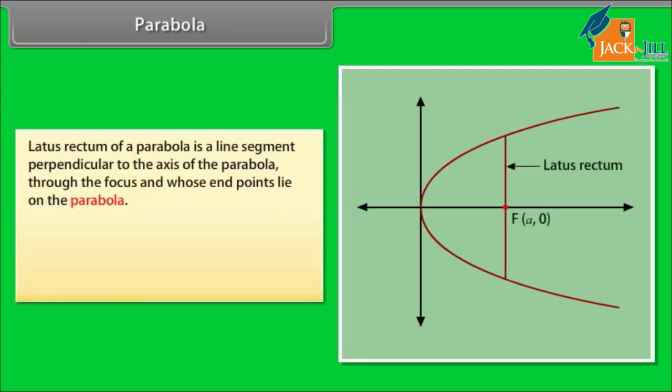The latus rectum of a parabola is a line segment perpendicular to the axis of the parabola through the focus and whose endpoints lie on the parabola. The length of the latus rectum of the parabola y squared equals 4ax is 4a.